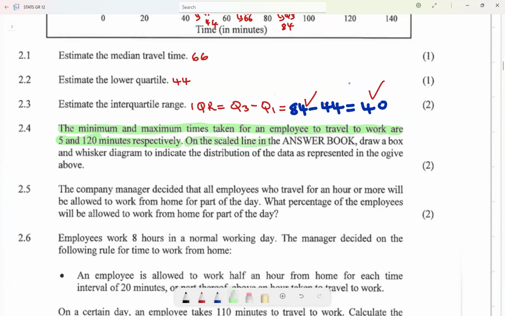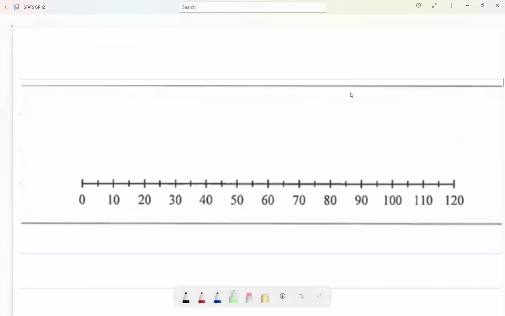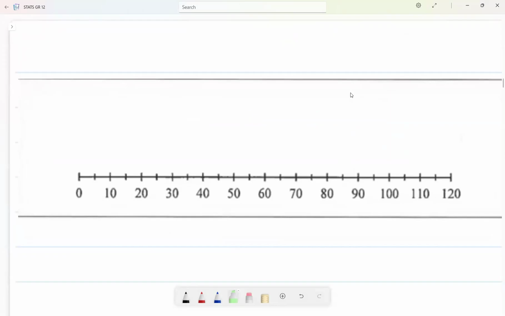And then they say on the scaled line in the answer book, draw a box and whisker diagram to indicate the distribution of the data as represented in the ogive. Remember, this is the graph they were talking about. For you to draw a box and whisker plot, you need the minimum, quartile 1, median, quartile 3, maximum. So the minimum they told me it is 5.